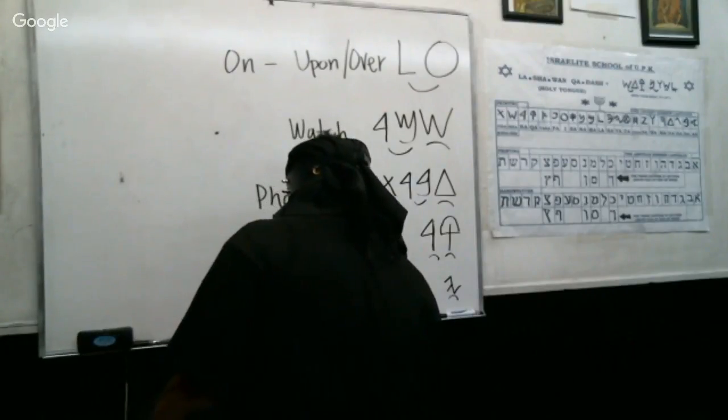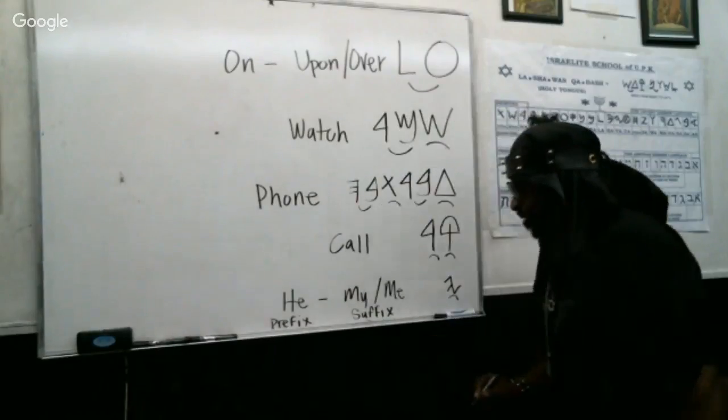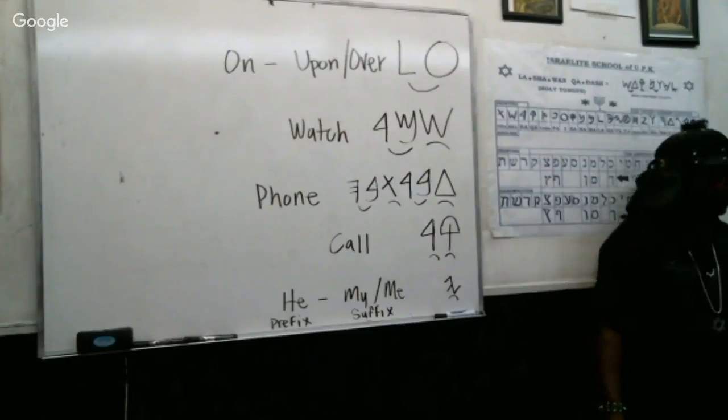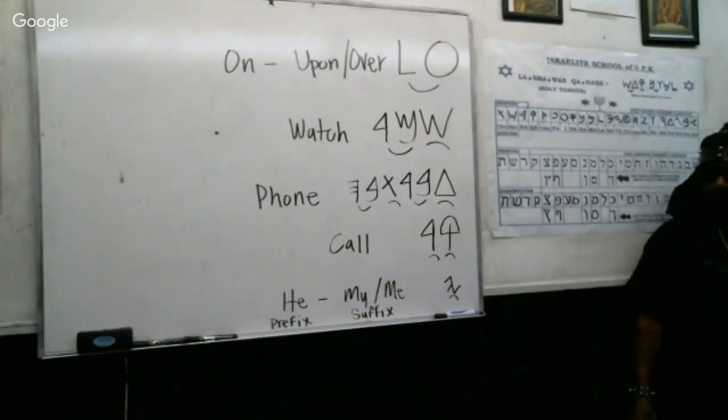If y'all can see what he got, he is the prefix for Yah, and then the suffix is my or me. Now that's one word, one character with three different meanings. As well, I'm gonna get this for you too.